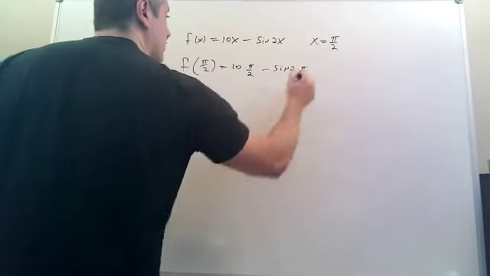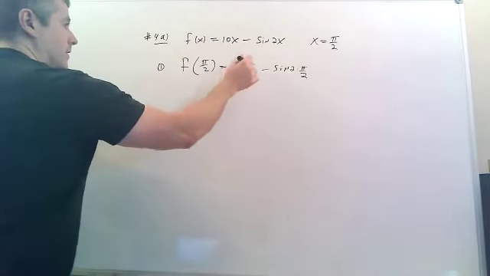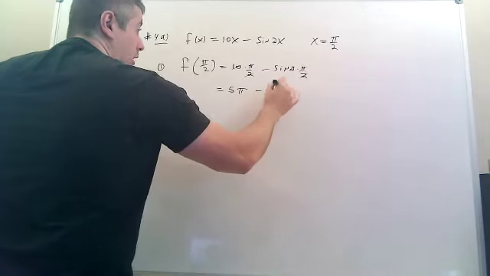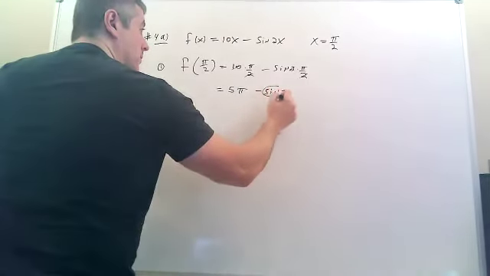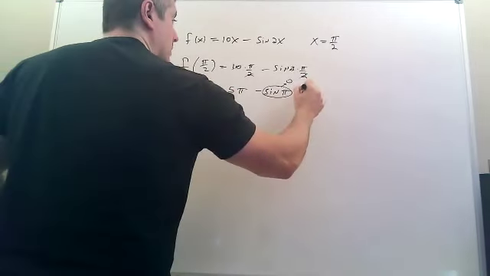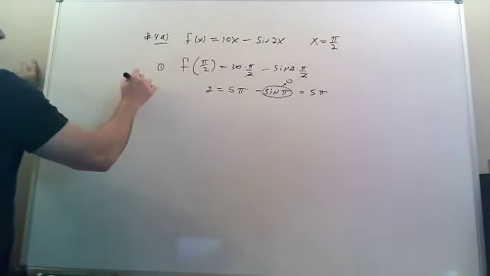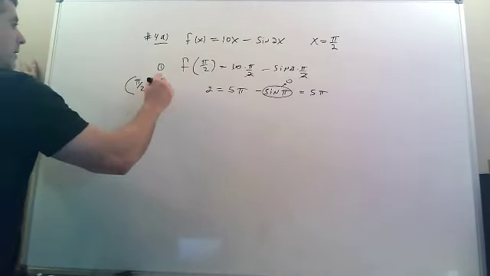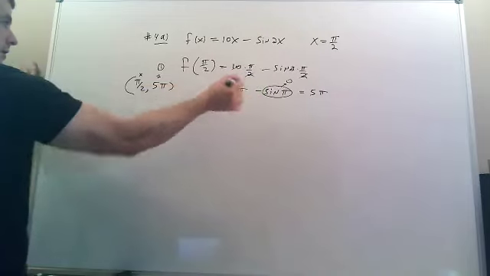I see students screw it up all the time. Now, 10 divided by 2 is 5. What about the pi? Stays there. Now, you must cross these 2's out. It's 2 pi over 2. That's pi. But the sine of pi is 0. So that means that my y value is 5 pi minus 0, which is 5 pi. That tells me that my original point is going to be pi over 2, 5 pi. So there's my x, there's my y. I plug in my x value, I compute it, I get my y value.